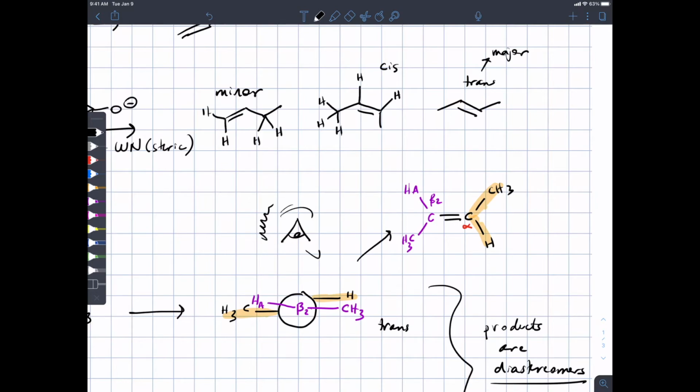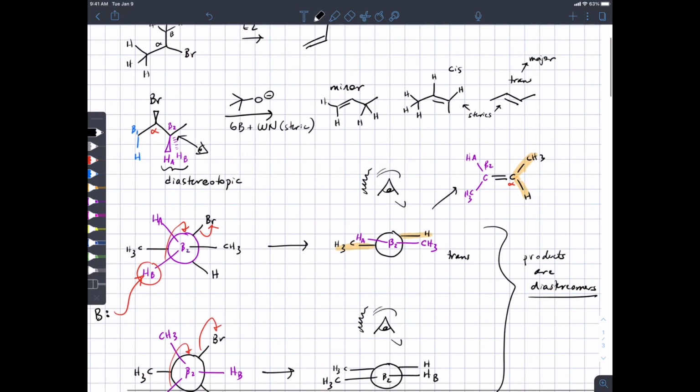Does trans disubstituted have more hyperconjugation than the minor isomer? Yes. So does the cis. The reason trans is more stable than the cis is because of sterics in comparing these 2. All right. Other questions? Yes?